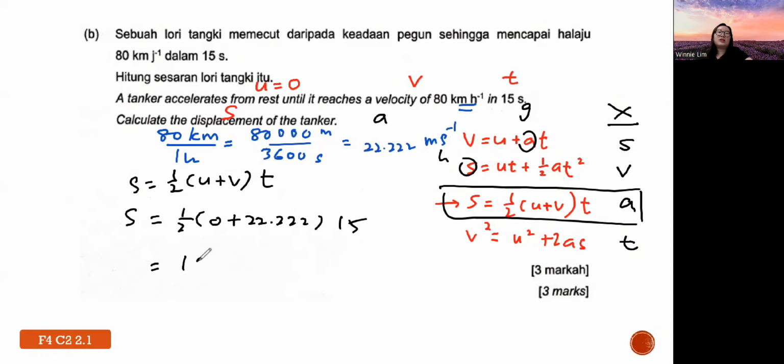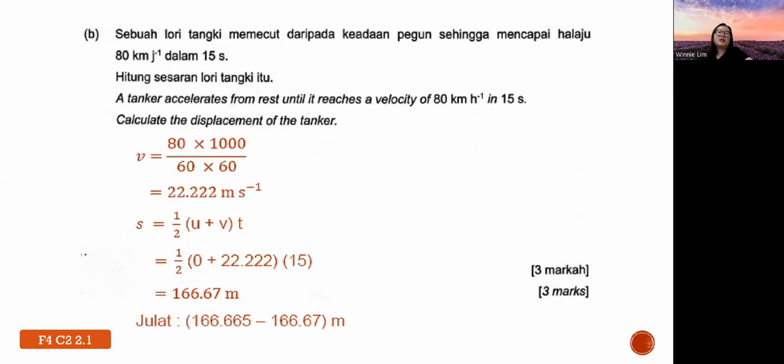So finally, I will have 166.66666666. So 3 decimal point. So 1 mark is the changing of unit law. Second mark, correct substitution law. Third mark is final answer with correct unit. Yeah, so can recall back some of the idea in motion, right? Linear motion.